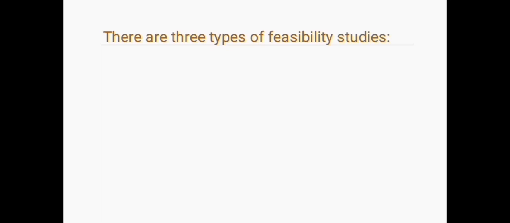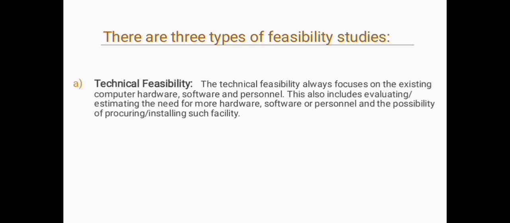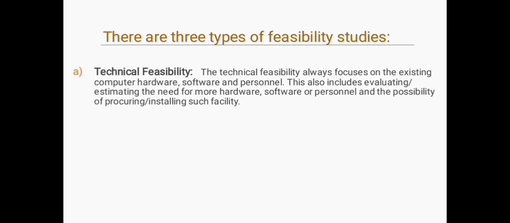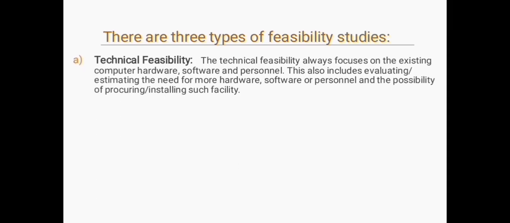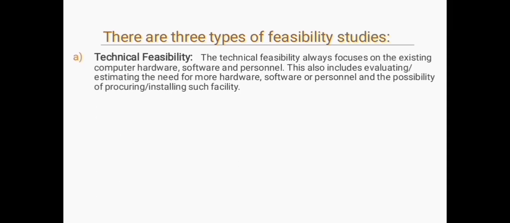There are three types of feasibility studies. First one, technical feasibility. Technical feasibility always focuses on the existing computer hardware, software, and personnel. This also includes estimating the needs for more hardware, software, or personnel and the possibility of installing such facilities.